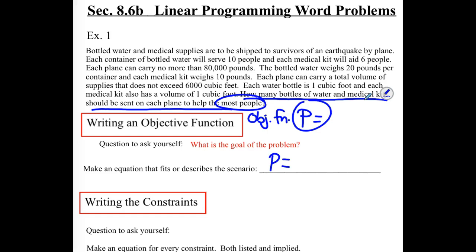In order to write this objective function, we have to know what our variables are. Okay? Most of the time we use X and Y. We could use a W for water and an M for medical kits if you want to do that, but you have to still state what you've used. Okay? So I'm going to say X equals the number of containers of water, and Y equals the number of medical kits.